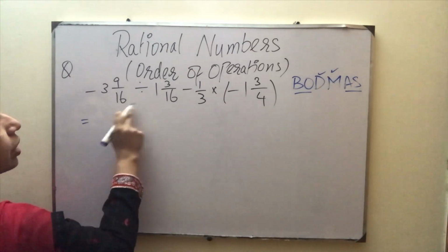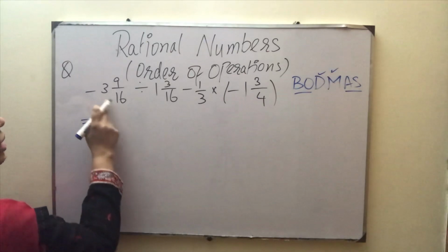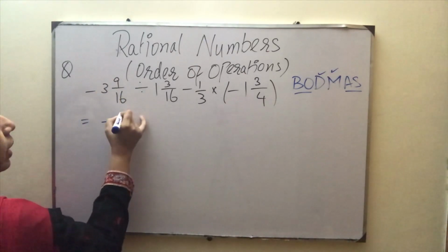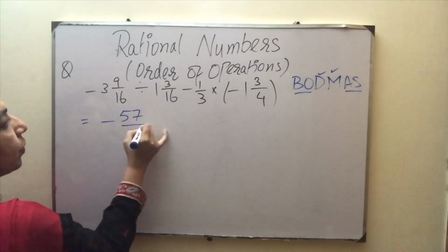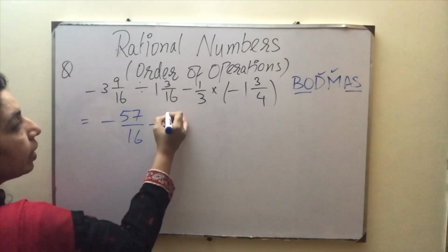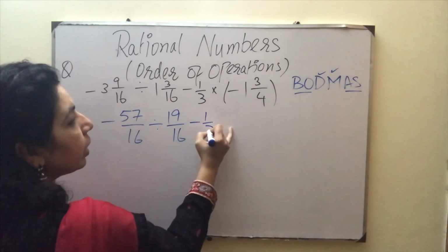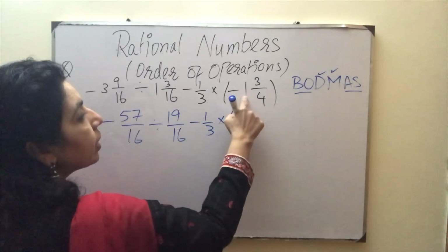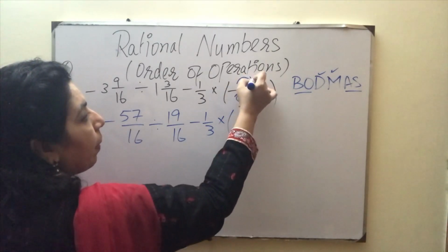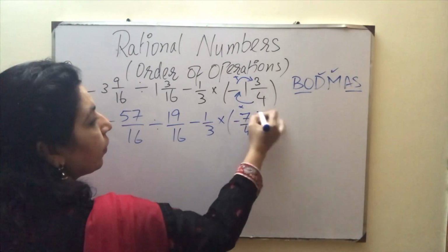First of all, we shall convert these three mixed numbers into improper fractions. 16 multiplied 3 is 48. 48 plus 9 is 57 over 16 divided by 16 multiplied 1 is 16, 17, 18, 19 over 16, minus 1 over 3 multiply 4 1 times 4 plus 3, 7 over 4, negative.